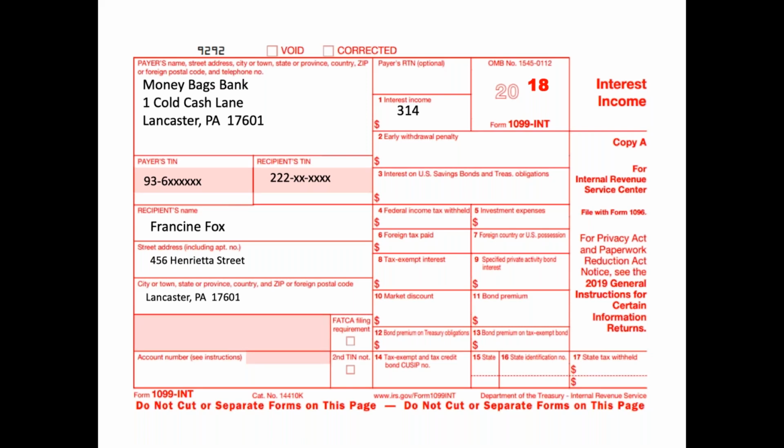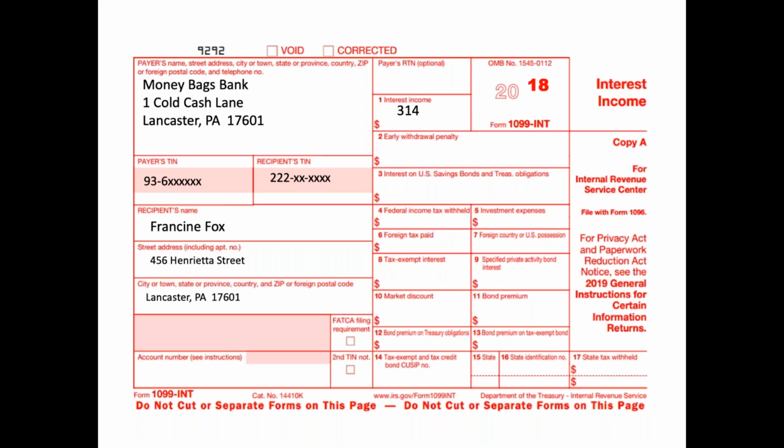If anyone has received interest on U.S. savings bonds or treasury obligations, those are entered into line 3. That amount will automatically carry over to the federal return. These amounts are not subject to taxation for state purposes. So the states cannot tax any interest earned on U.S. savings bonds or treasury obligations.